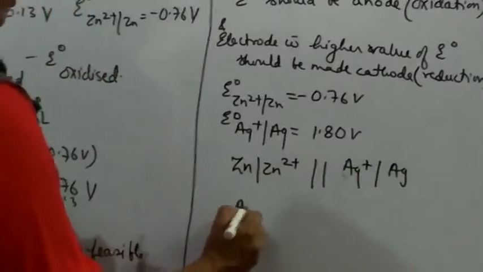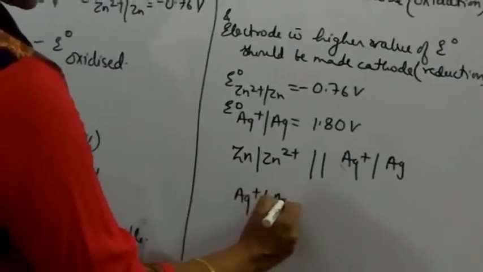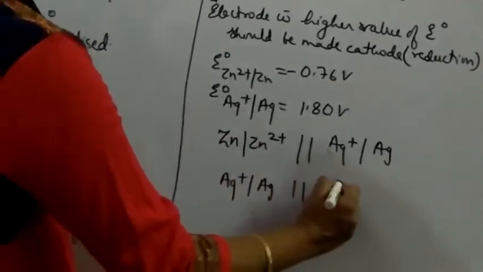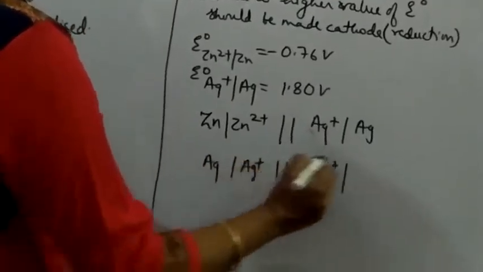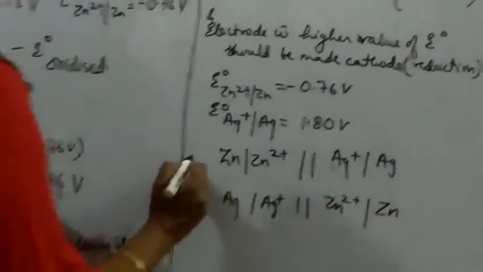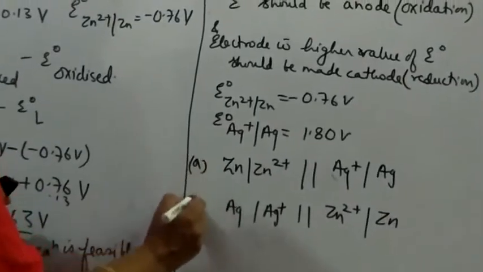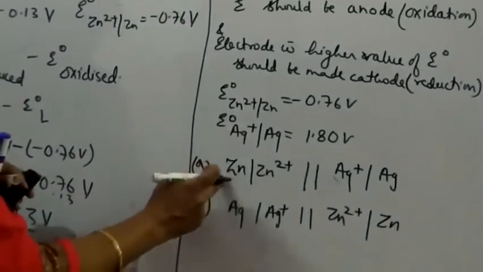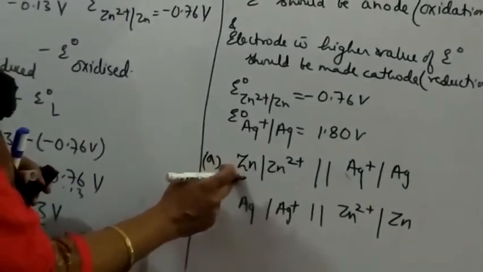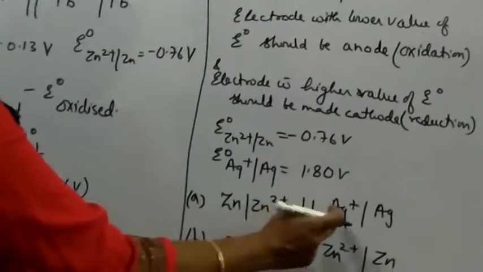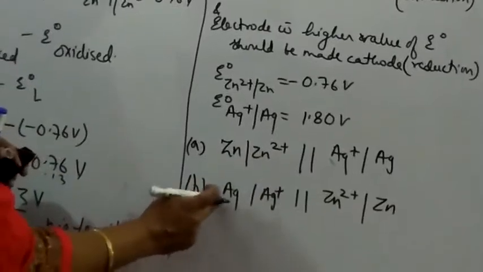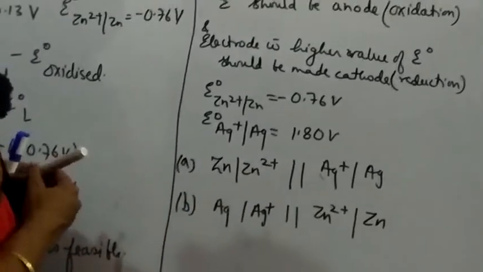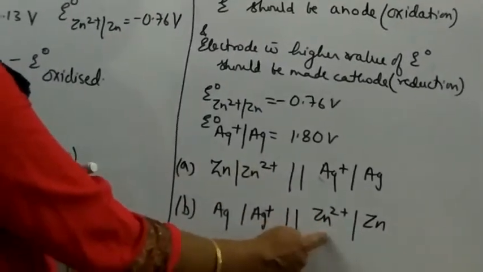or you can also write it, you can either write it in this way or you can write it in this way. In the first case, the zinc electrode is undergoing oxidation and the silver electrode is undergoing reduction, whereas in the second case, silver is undergoing oxidation and zinc is undergoing reduction.